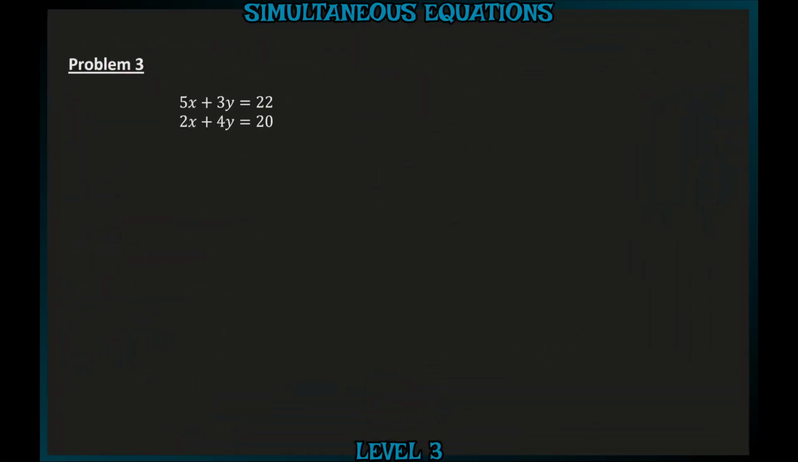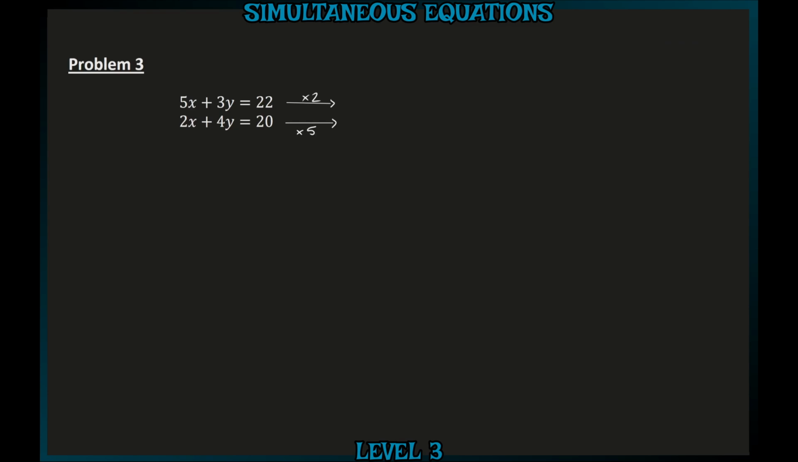In problem 3, we're solving 5x plus 3y equals 22 and 2x plus 4y equals 20. Again, we'd either like to eliminate the x's or eliminate the y's from these equations, and the choice is ours. I'm going to eliminate the x's, and I can do this by multiplying the first equation by 2 and the second equation by 5. And this is going to give me a 10x in both equations.